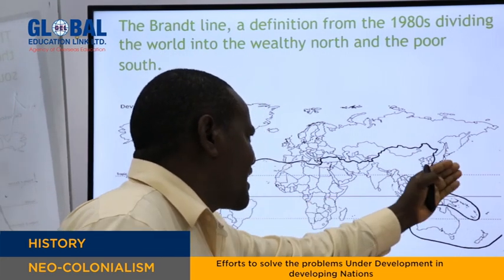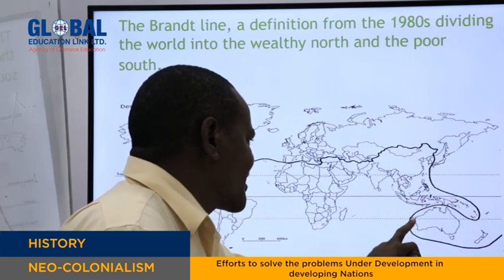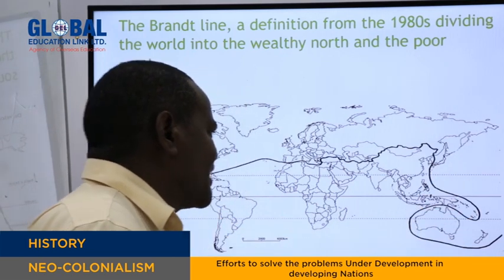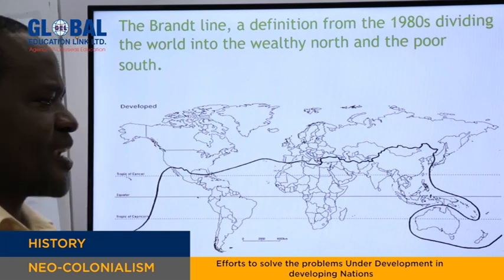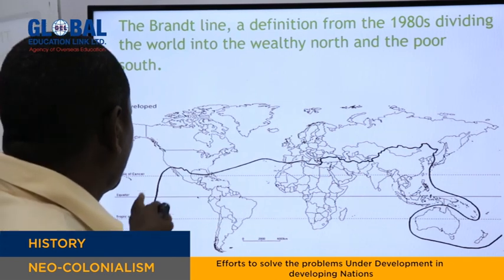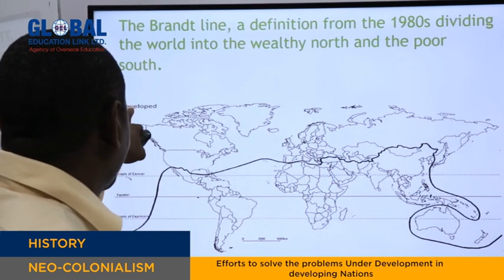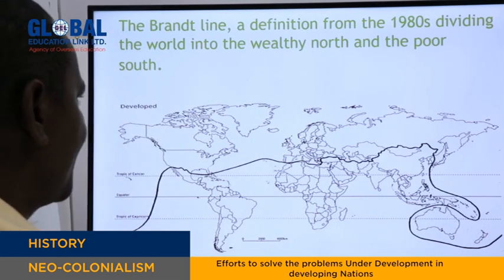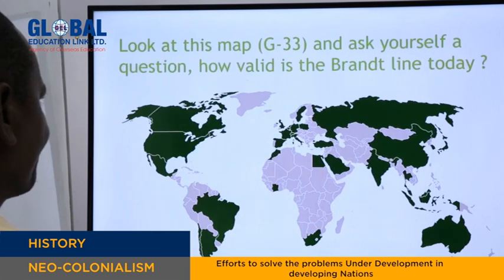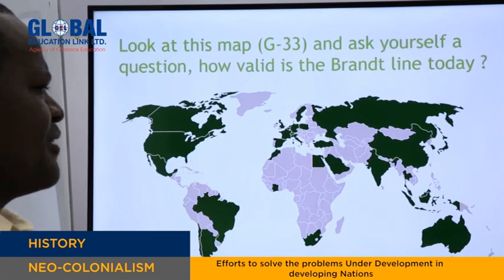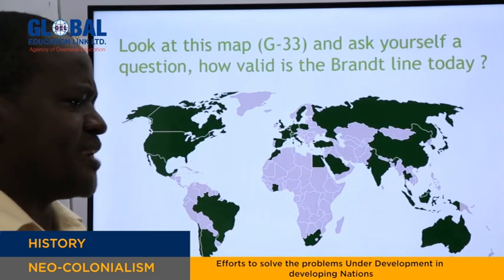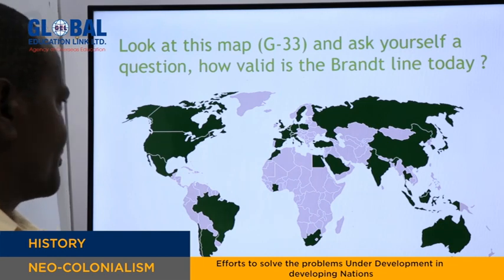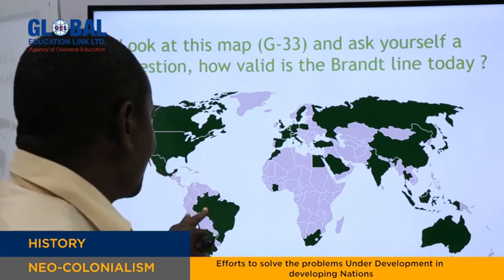This is Japan, it is left. And it goes this way. And you can see Australia and New Zealand are left as developed countries. This is the line which was drawn by Willy Brandt, as you can see. Developed countries, developing countries. This is the way he drew the line. And this is the Brandt line. My dear students, however, we have got some questions that we have to ask today as we proceed with the lesson. Let's look at this map.